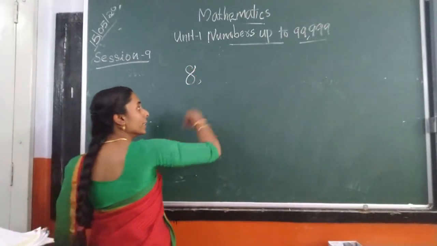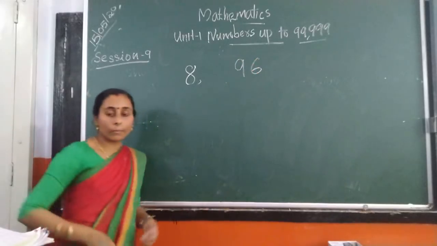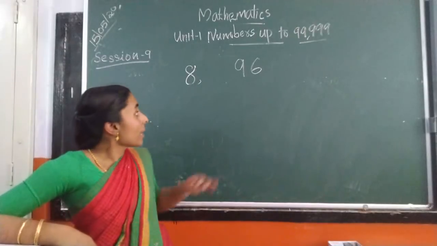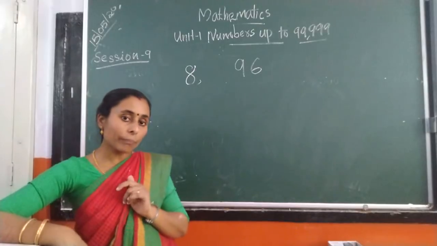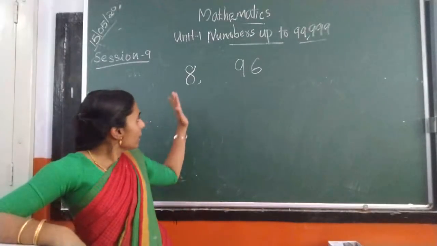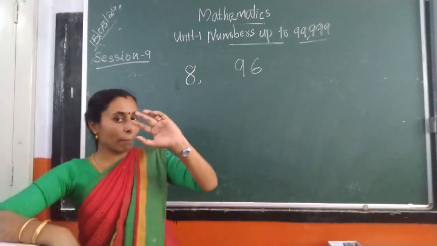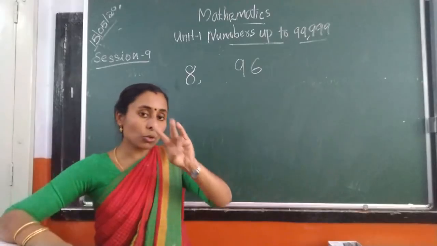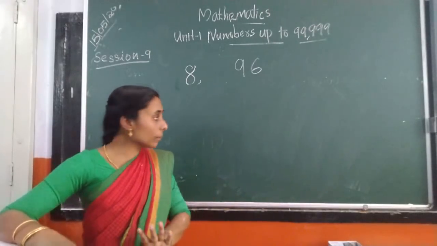Here I have written 8, and here I have written 96. Which number is greater or bigger? 96 is bigger than 8. Why? Here there is only one digit, only one member in this group, but here there are two members, two digits.